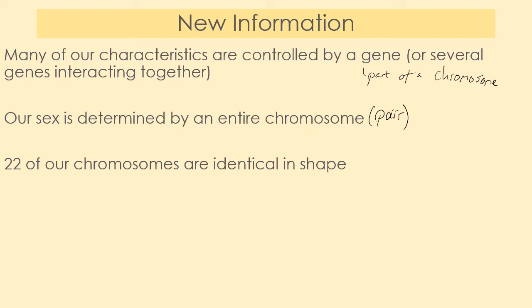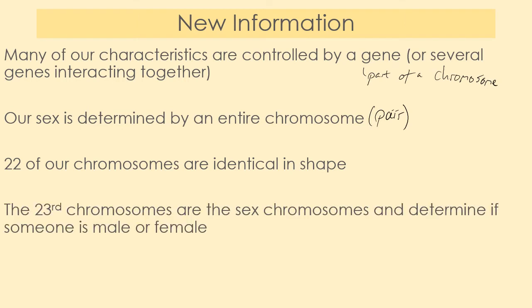So 22 of our chromosomes are pretty much identical in shape. They'll all be slightly different, slightly longer and shorter than each other, but generally they are all pretty similar, especially with their matching pair. So both chromosome 1s will be pretty much identical in length, other than the genes that they have on them. The position of those genes will be the same, or the alleles will be the same. Chromosome 2, again the same, all the way up to chromosome 22, which are all similar.